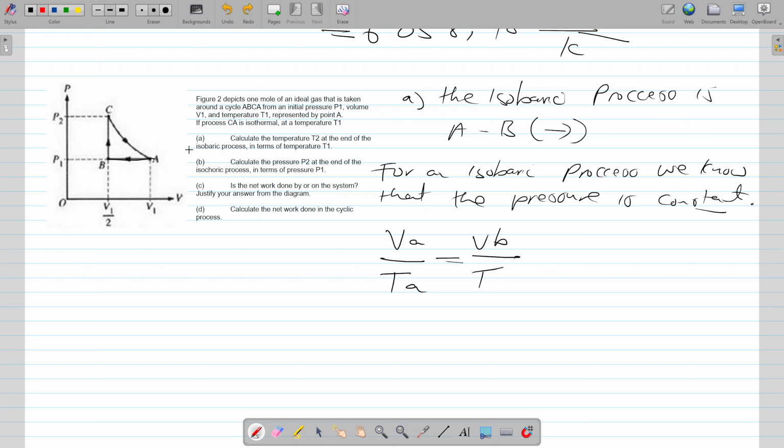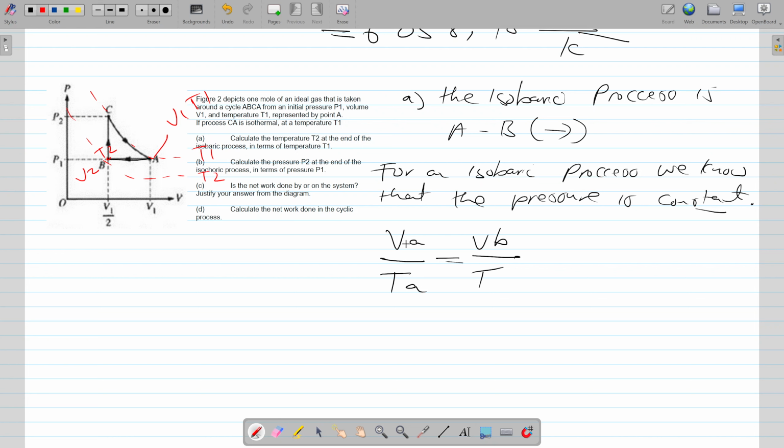Another thing to remember is you can draw the isotherm here. You can say this is our T1. And then you can draw the other isotherm here, which is going to be our T2. So at this point at A, you have V1 and you have T1. And at B, we're going to have our V2 and our T2.